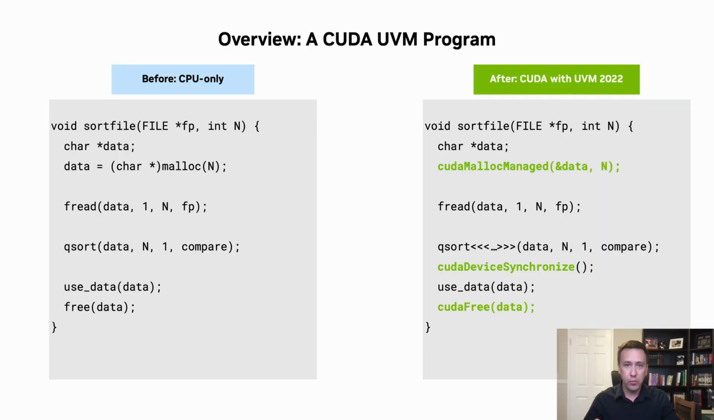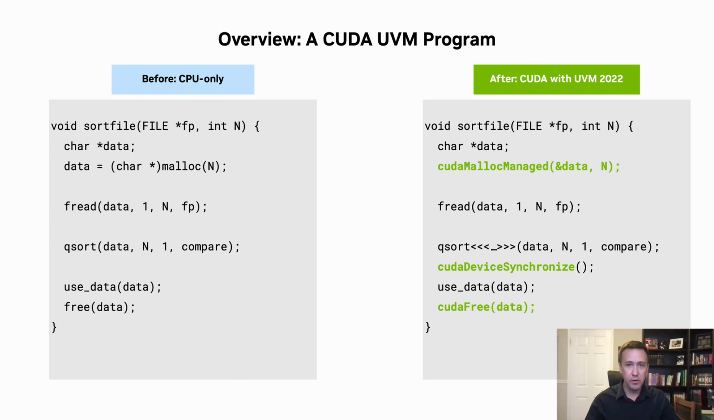Let's take a quick look at what a CUDA UVM program looks like. Before, if you were on the CPU, you might have some algorithm that looks like this. And don't really pay too much attention to what this algorithm is. I'm really just trying to show you a delta between using UVM and using just normal memory on the CPU. So we start off, and on the left side, we're just calling malloc to allocate our data array. We call a couple of functions on it, we use the data, and then we free it.